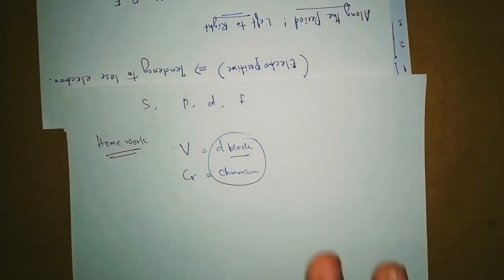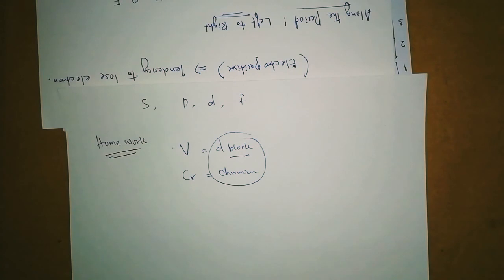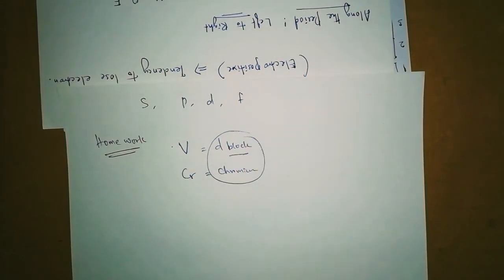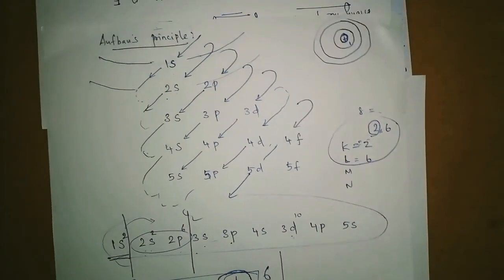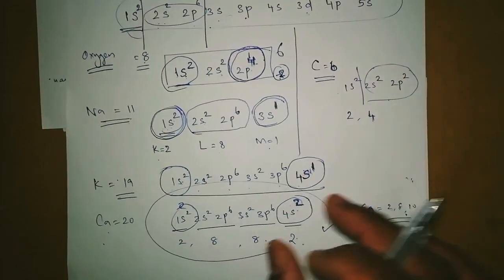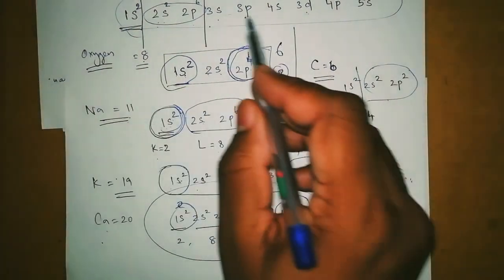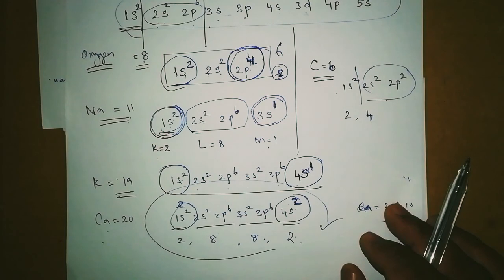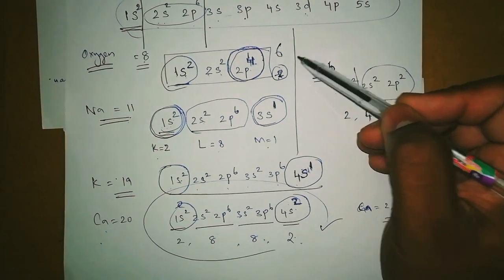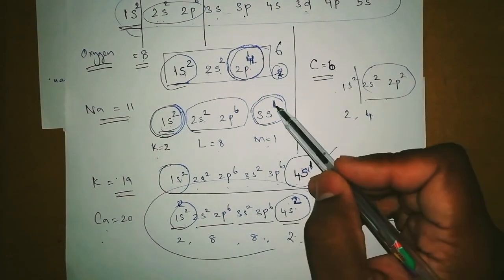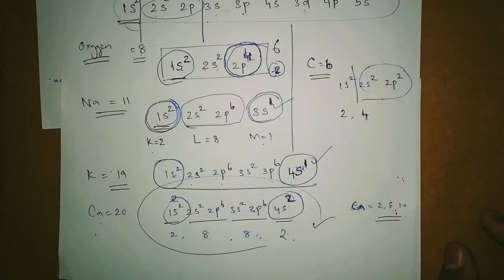And I hope you understand the reason behind S block, P block, D block and F block, and the principle behind that, the Aufbau principle, and also how to write these types of electronic configurations. If you understand this concept, then you can easily understand the valencies also very easily.